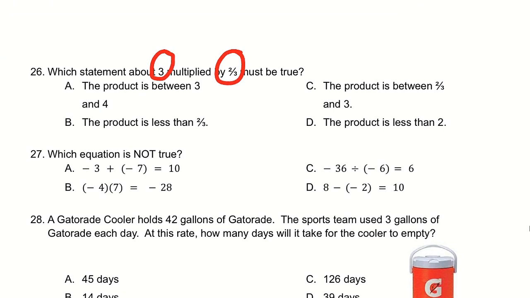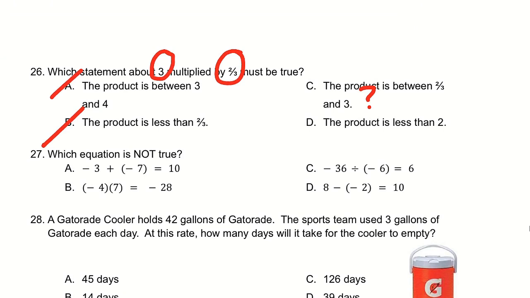B says the product is less than 2/3. If I'm starting with 3 and multiplying by 2/3, I don't think that's going to be less than 2/3. The product is between 2/3 and 3. I'm thinking that's probably true. The product is less than 2. I'm not really sure on that one. And the product is between 3 and 4. Well, it's not going to be greater than 3.